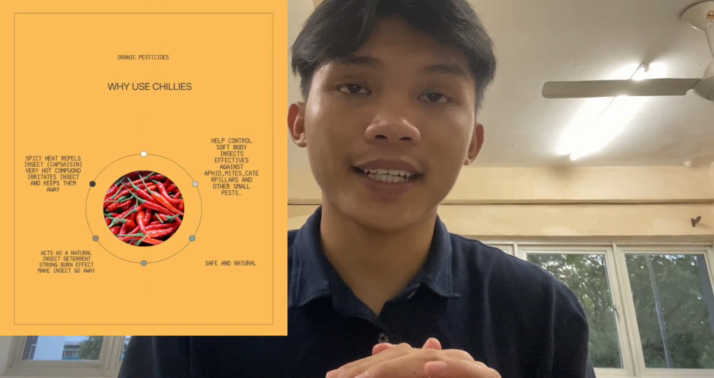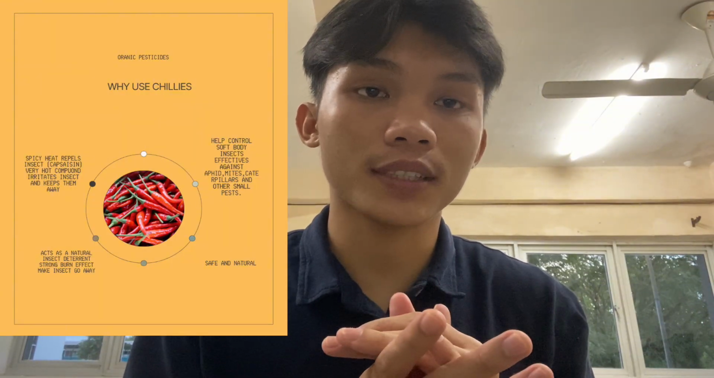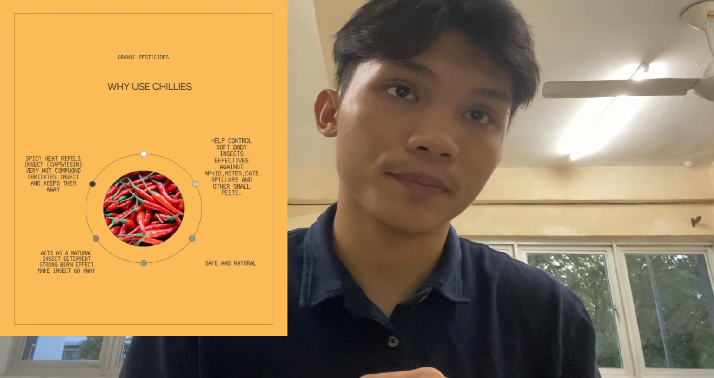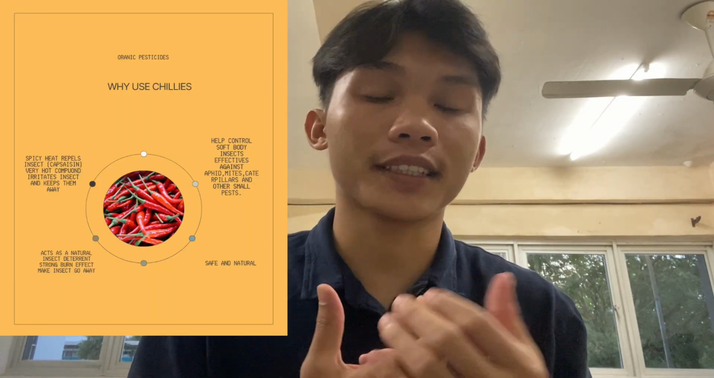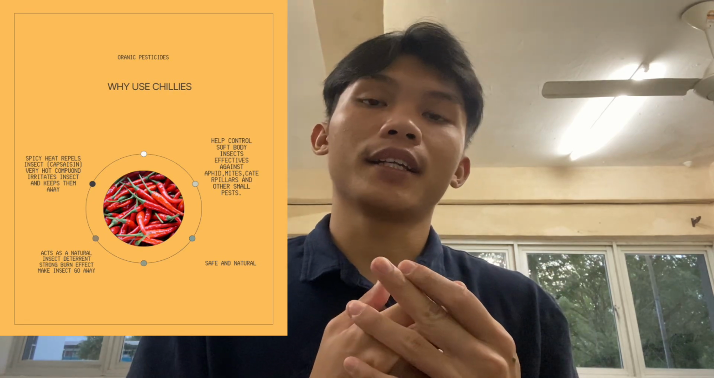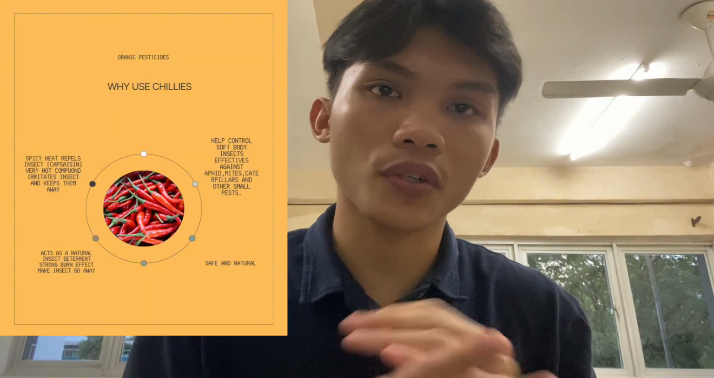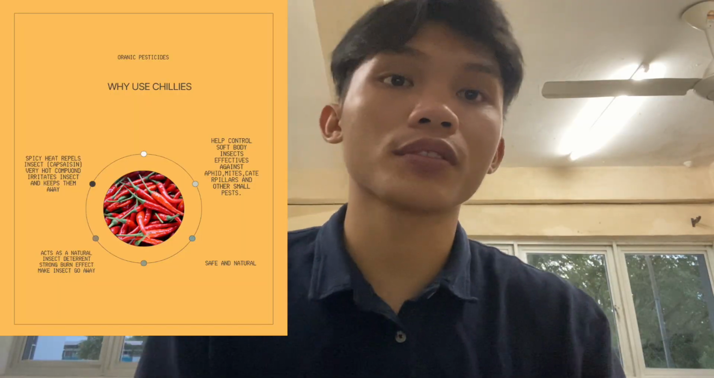when used properly. And the second ingredient that we use is chilies. Why chilies? Chilies are spicy and the heat repels insects. Also, chilies contain chemical compounds such as capsaicin. It is very hot and it can irritate insects and keep them away. Second, it helps control soft-body insects such as caterpillars, aphids, and mites. Third, it acts as a natural insect deterrent. The strong burning effect makes insects go away. Fourth, it's safe and natural, of course.